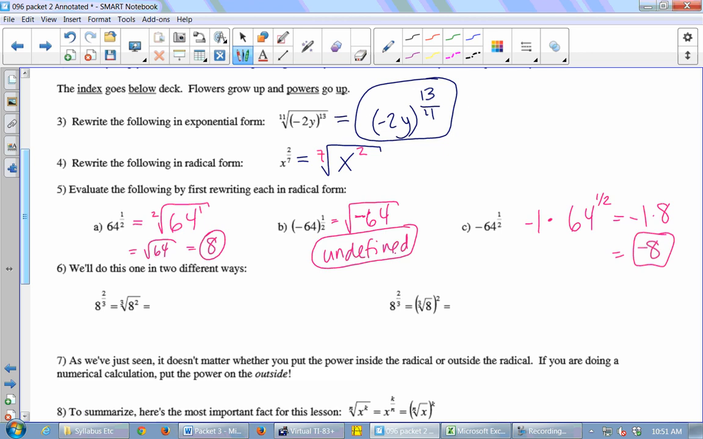Yes? Yeah, if you're taking an even root, you will never be able to do that. Odd roots, you can do that.